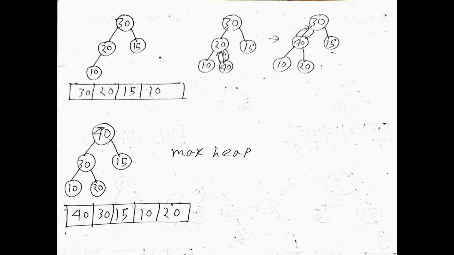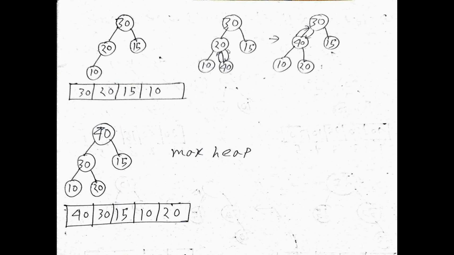Now again we check, is this a max heap? First of all we check. Yes, if you check, no, this violates the max heap property. Why? Here the root is smaller than its child. It violates the property. What does the max heap property say? It says that every time the parent is greater than its child, but here it is violated. So what is the procedure? Adjust the elements.